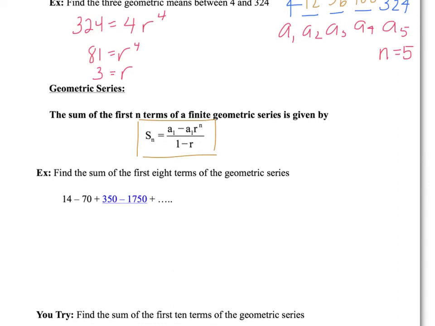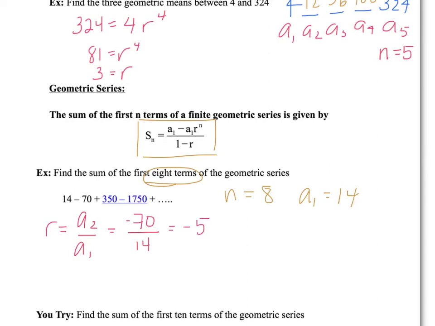So for example, we want to find the sum of the first 8 terms in the geometric series 14, negative 70, positive 350, minus 1750, and so on. So we want the first 8 terms. That means n equals 8. The first term is going to be 14. That's the number I'm given first. And then I want to find r. Remember, you can find r by saying a sub 2 over a sub 1. That's negative 70 over 14, which should give you negative 5.